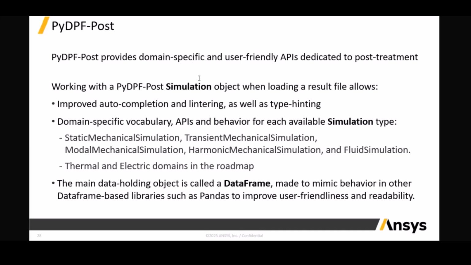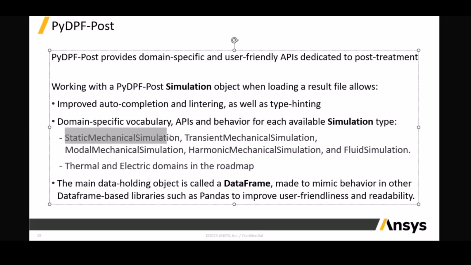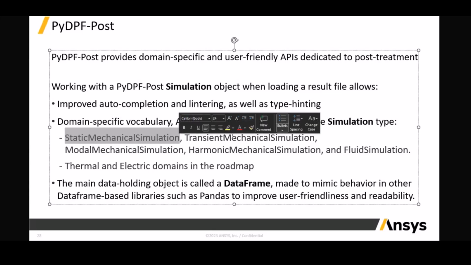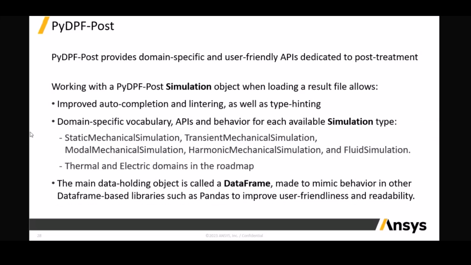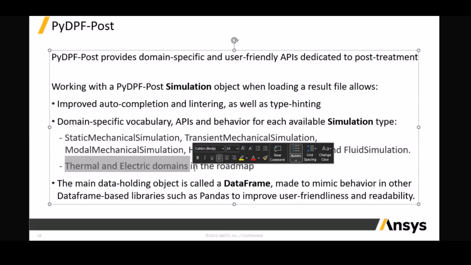We built it around a simulation object, which you have different flavors of. For example, the static mechanical simulation object, a transient mechanical simulation object, and a fluid simulation object. Each of those presents a specific API dedicated to the use case you may be treating, so the vocabulary you're expecting is there. We have thermal and electric domains in the roadmap.